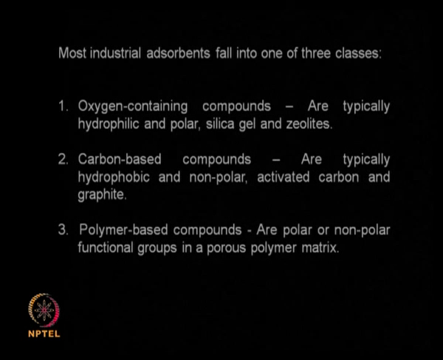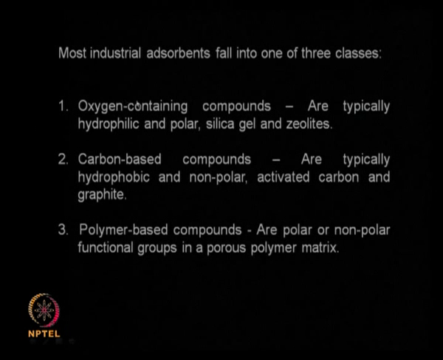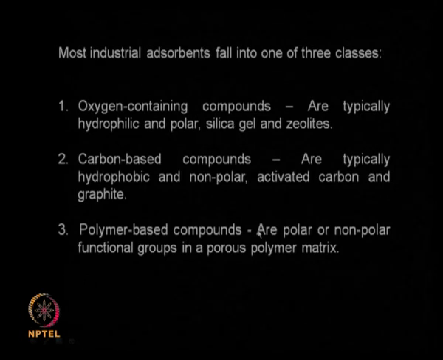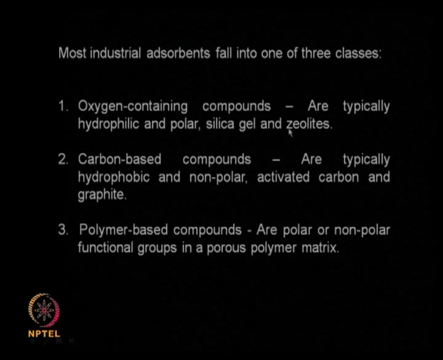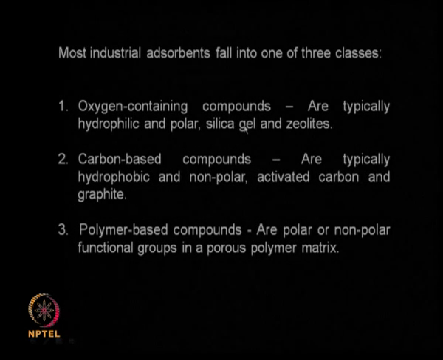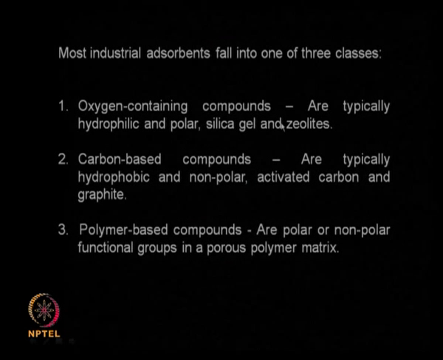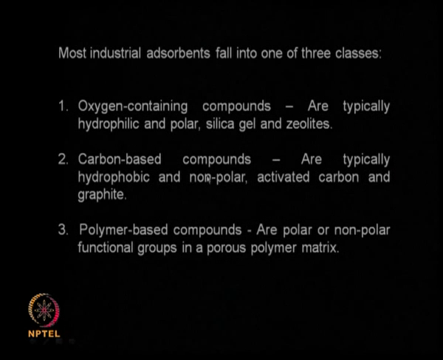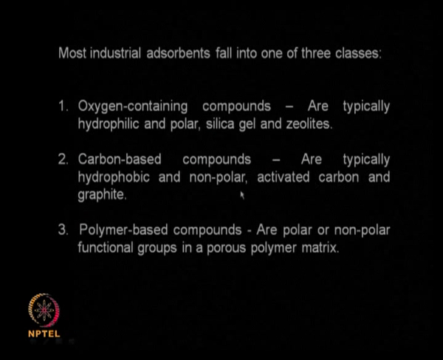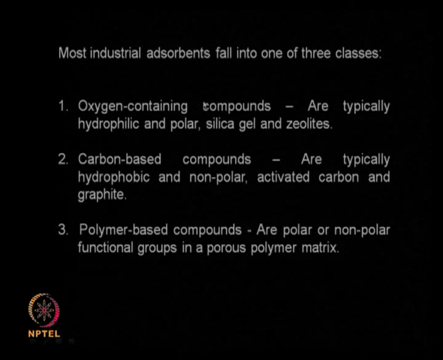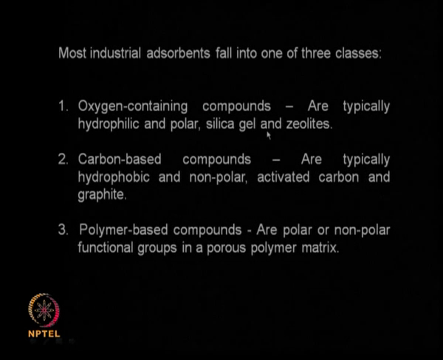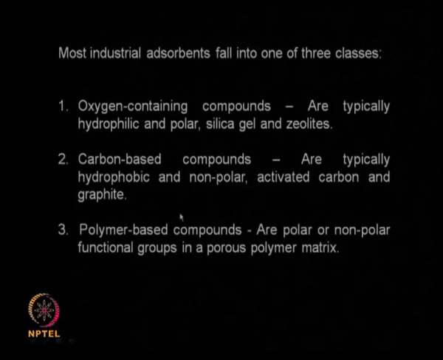Most of these industrial adsorbents fall into three classes: oxygen containing compounds, carbon based compounds, and polymer based compounds. If you take oxygen containing compounds, as the name implies there is an oxygen there, that means they are hydrophilic and polar, like silica gel and zeolites. Silica gel is nothing but some sort of a sodium silicate. So, they are all hydrophilic. The carbon based are mostly hydrophobic or non-polar, like activated carbon and graphite. So, they are favored for hydrophobic gases, whereas a hydrophilic adsorbent will prefer hydrophilic or polar gases.